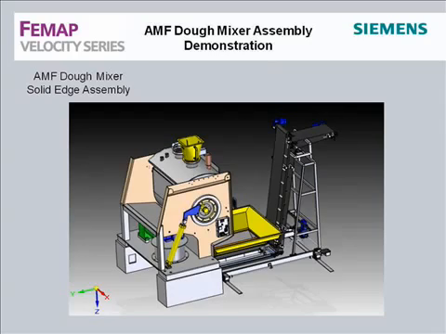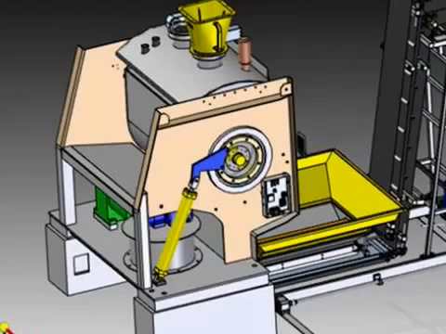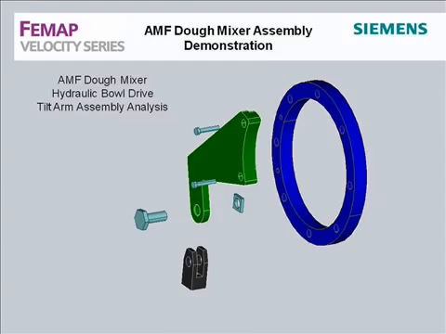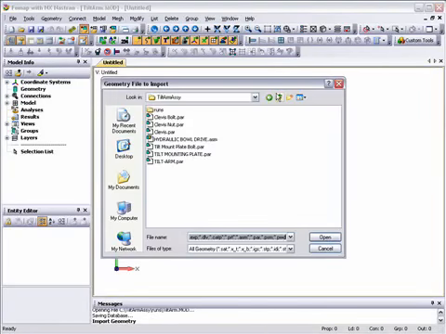In this demo, we'll perform a statics analysis of a Solid Edge assembly model of the tilt arm subassembly from the AMF DOE mixer model. In this analysis, we'll assume that the mechanism is jammed with the actuator still applying force to the assembly. First, we'll pick up the Solid Edge geometry and import it into Femap.